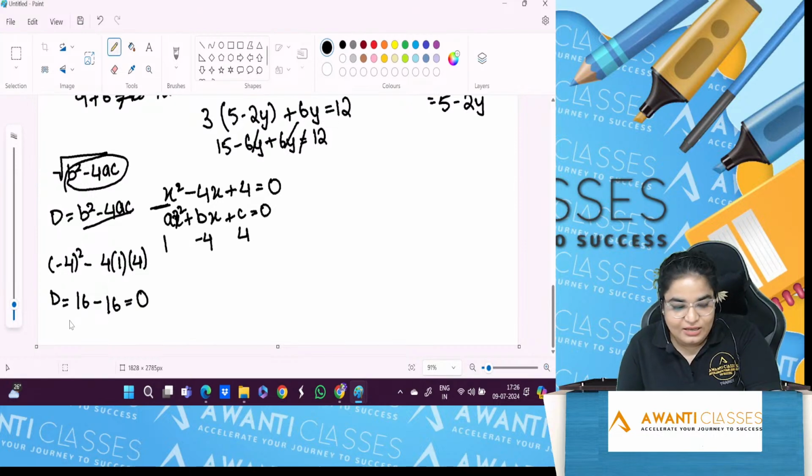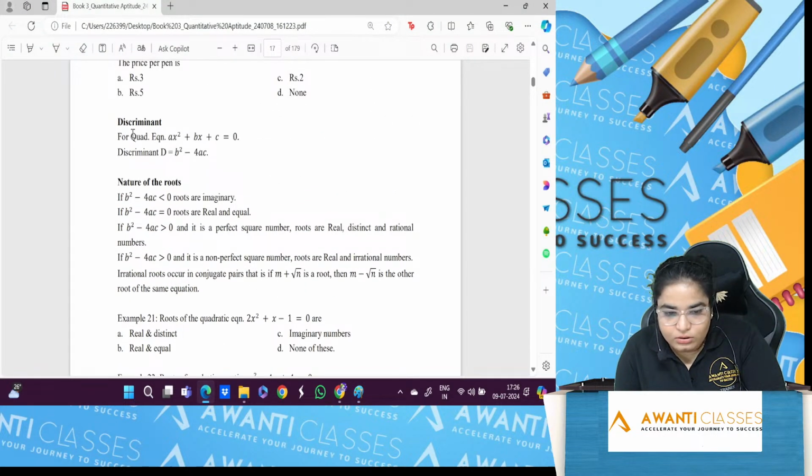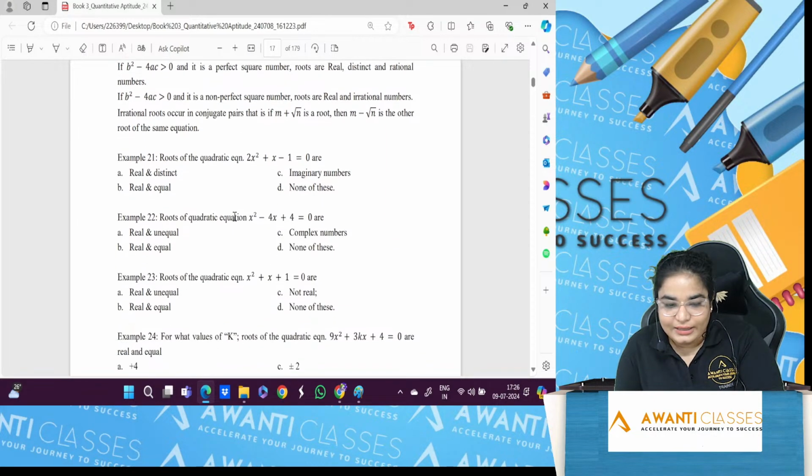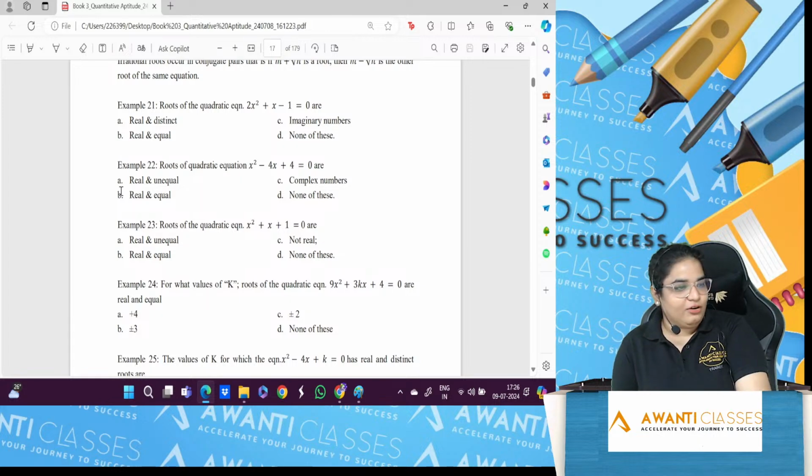Yesterday did we see that if the discriminant is 0, the roots are real and equal? So in 22, the answer is option number B, real and equal. Bhimappa sir, very good. So the kids are solving very nicely there. The answer is B, real and equal.